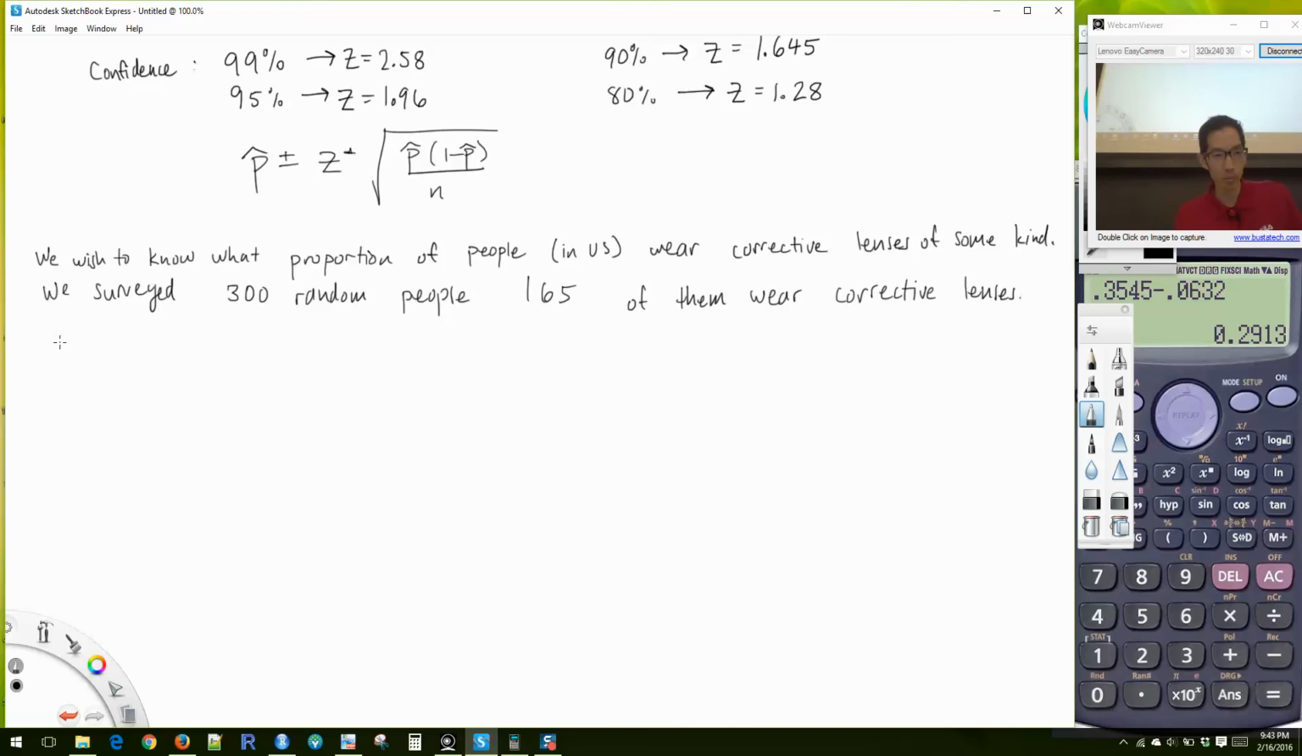Okay, now I'll say make a 90% confidence interval for the proportion of all people who wear corrective lenses.